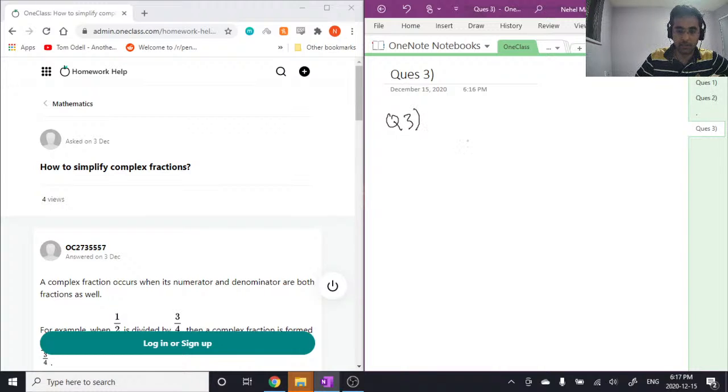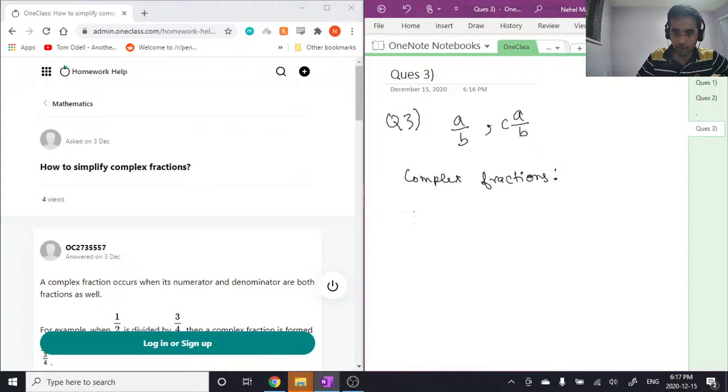Question 3. So generally you would be aware of a fraction such as a over b, or a mixed fraction such as c times a over b. But then there are also complex fractions. Okay, so complex fractions are when you have two fractions divided by each other.